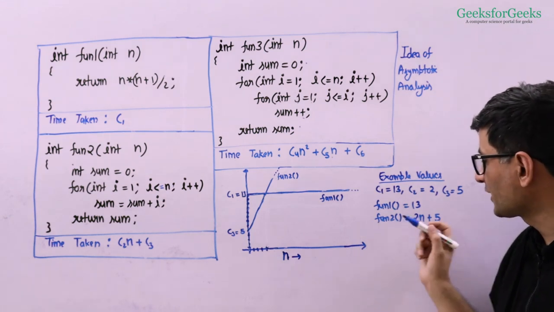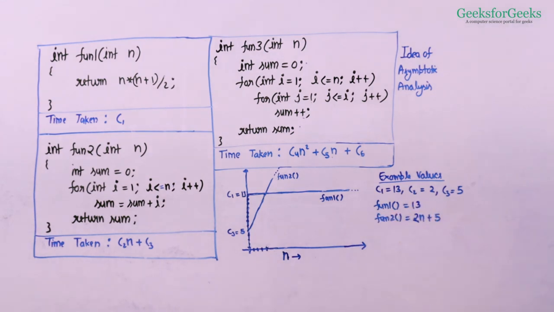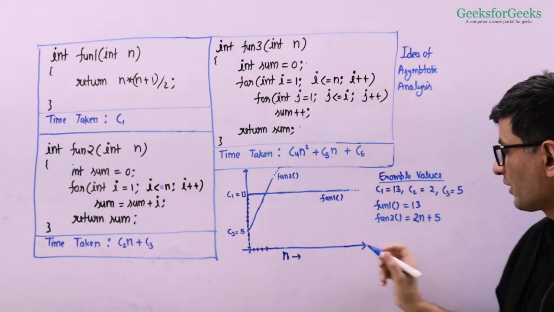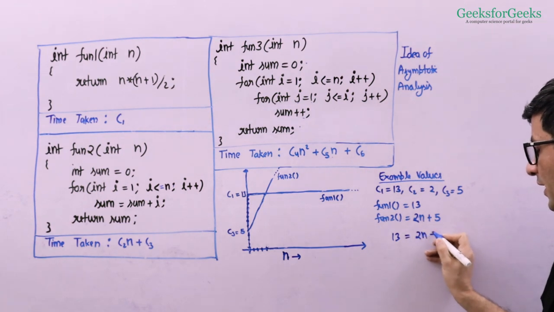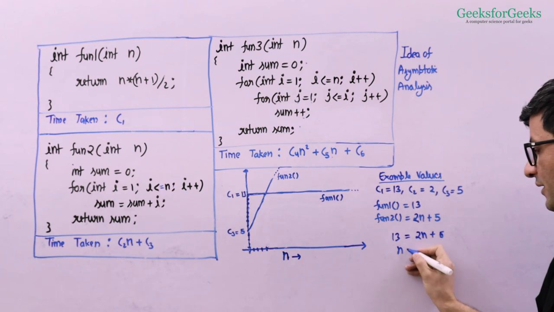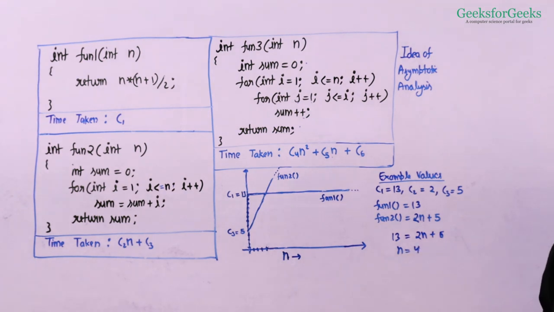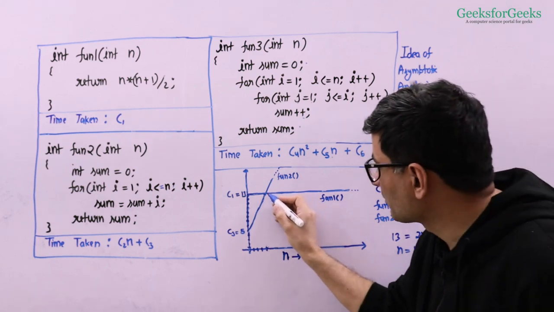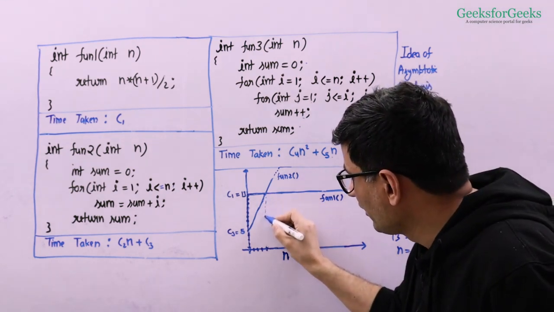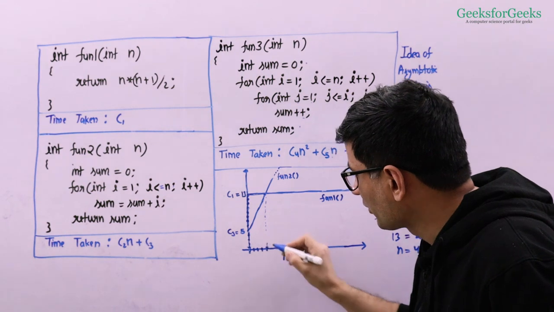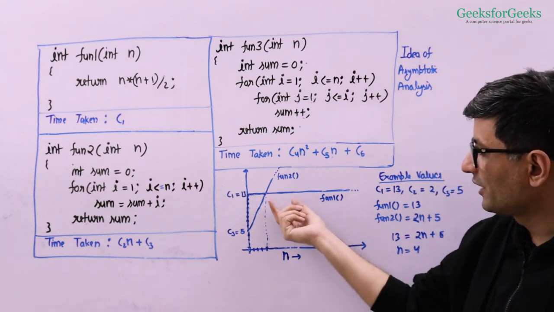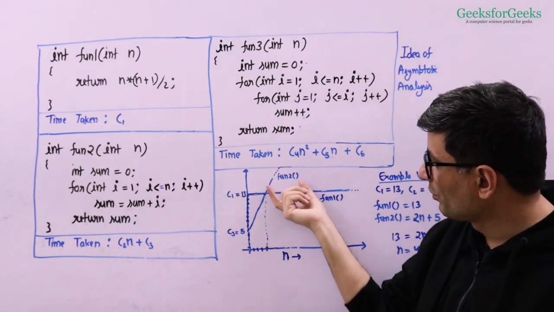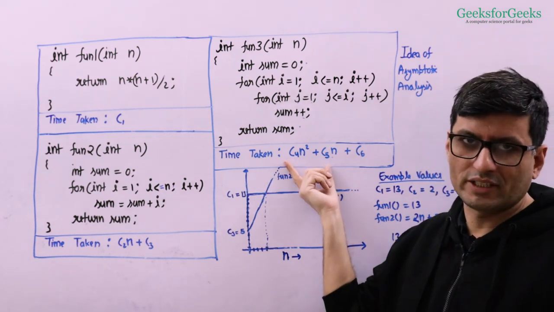And if I find the intersection point of these two functions, 13 equal to 2n plus 5, I get n as 4, right? So this is what the value of this intersection point is. Now if you take a look at this intersection point, what happens is after this intersection point your friend's function is always going to take more time, right?